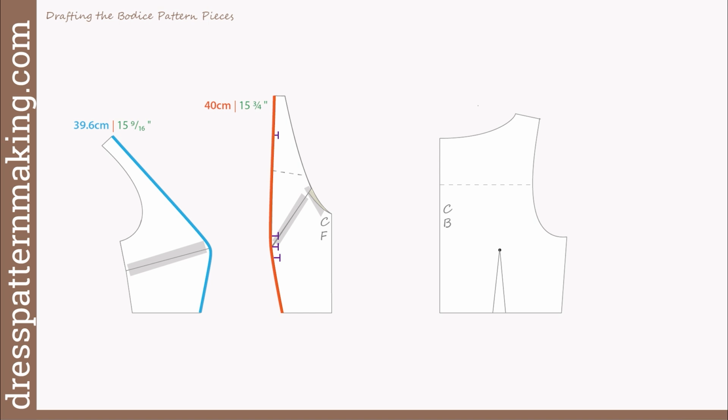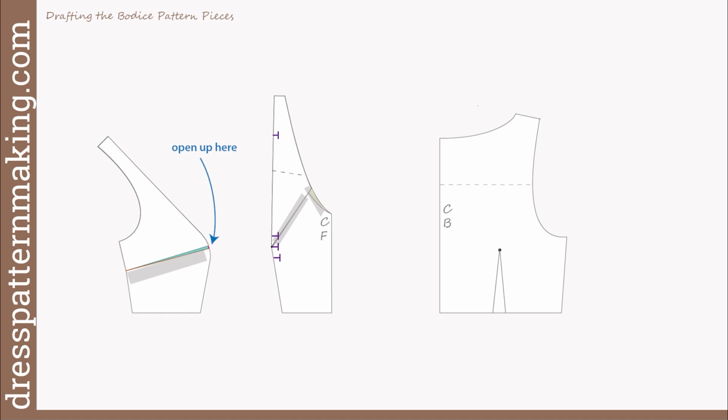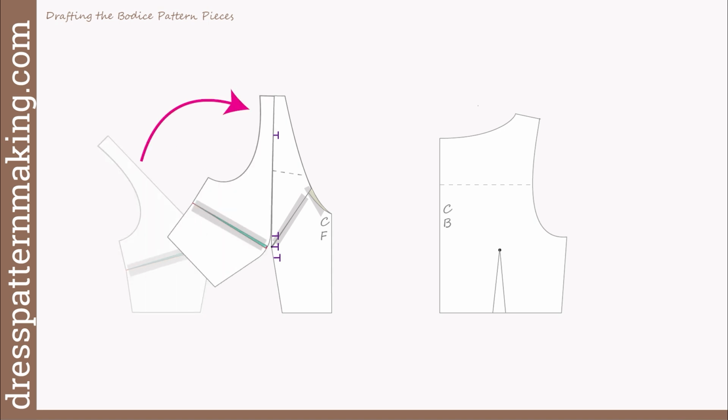When I measure them, the side piece is a little shorter because I cut off that pointy bit of the dart. So I'll open it up at the bust point to get the extra length I need. The bit shaded in blue is what I'm adding in, so that goes to nothing at the side seam.